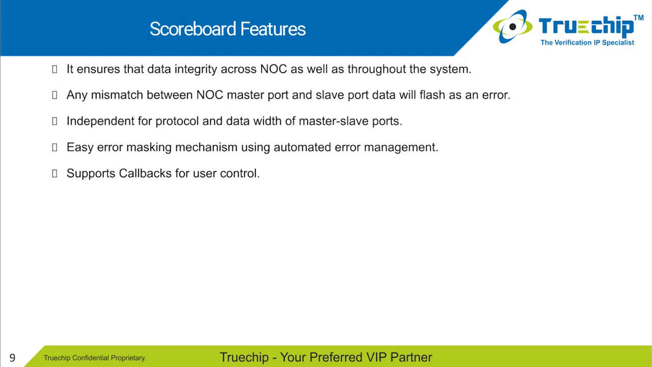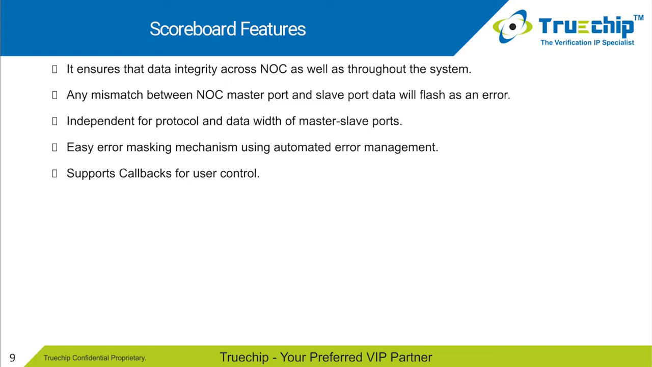Here is the scoreboard feature. The NoC scoreboard checks data integrity across the NoC as well as throughout the system. Any data mismatch between the NoC master and slave port will flag as an error. During write transfer, we check that the NoC slave port data matches the NoC master port data, and during read transfer we also check that the read data received at the master port matches the read data available at the slave port. This data checking is independent of data width and protocols.